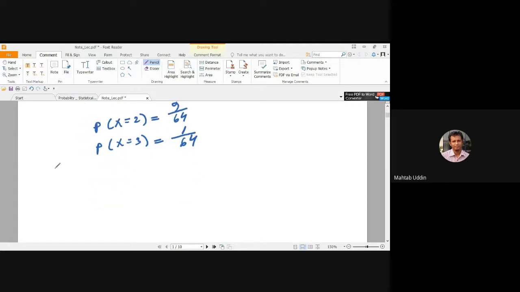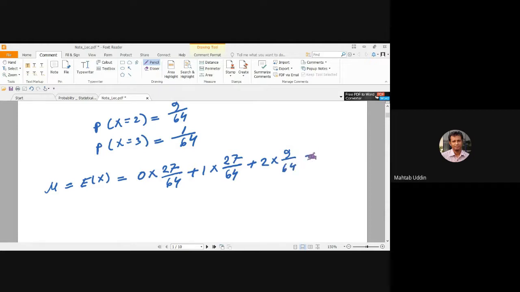Now we have to find mu equal to expectation of x. How can I do this? Sum of x f(x). The first entry is 0, has the probability of what? Second entry is 1, has the probability. Then the entry is 2, has the probability. Finally, the entry is 3, has the probability. So the result, after the calculation, is 48 by 64. Do you understand?